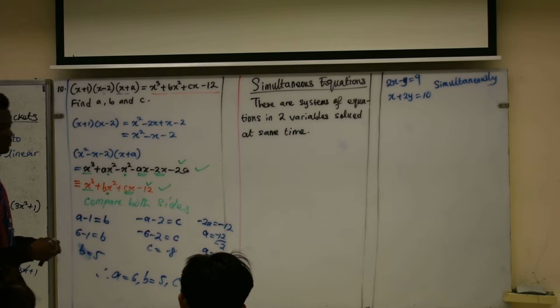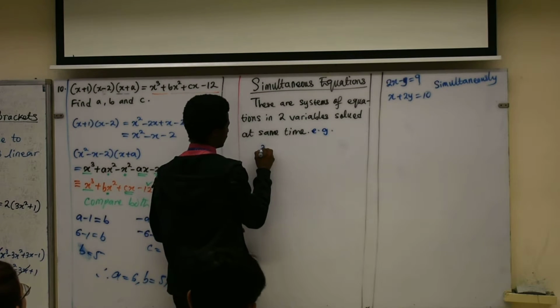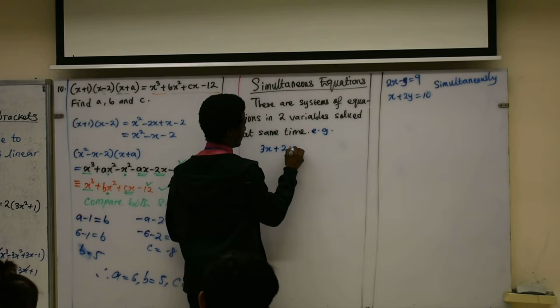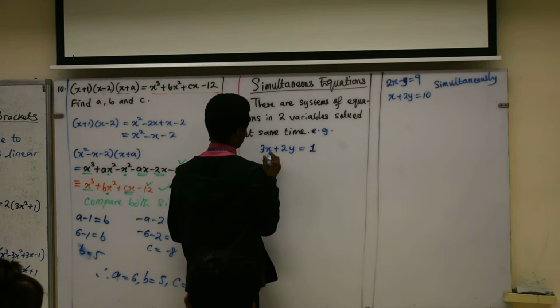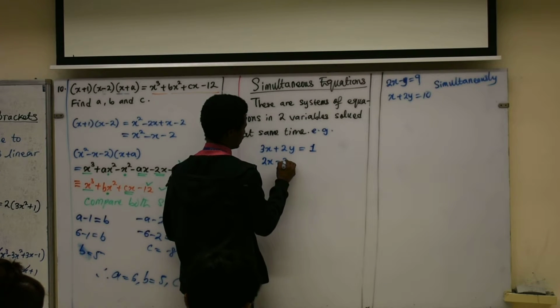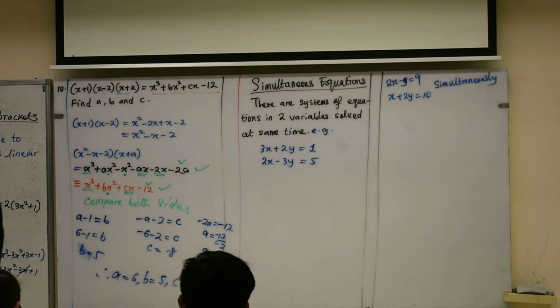Something like that. For example, 3x plus 2y is equal to 1, 2x minus 3y is equal to 5. Something like that.